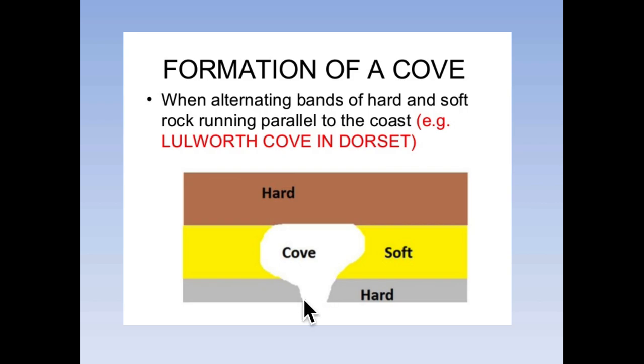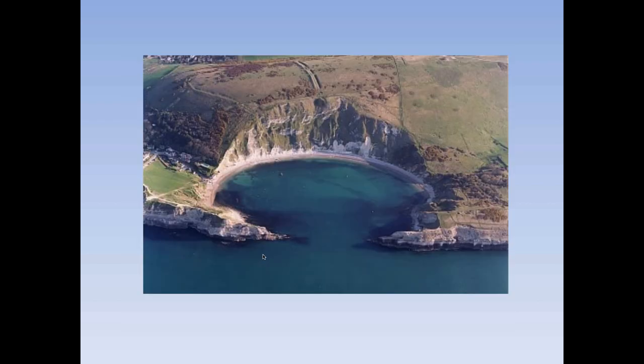And over the decades, as that line of weakness gets bigger, it will break its way through this layer of hard rock. And once your erosional processes are into this softer rock, obviously the erosion is going to start to go sideways. And that, ladies and gents, is why you have Lulworth Cove. You've got the hard rock here, you've got the softer rock here, and then it stops here because you've got another band of hard rock.